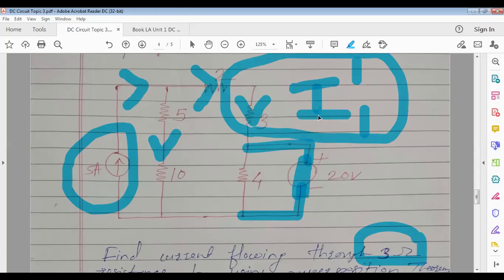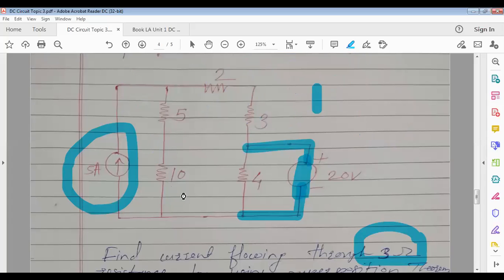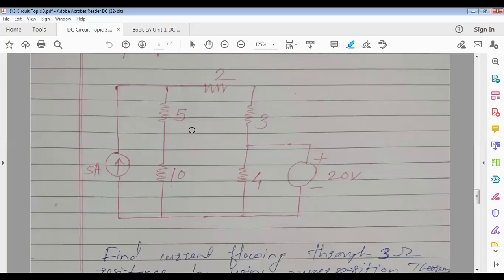If the current flowing through the 3 ohm is I1 dash, how much current will flow through this 10 ohm? 5 minus I1 dash. Correct, 5 minus I1 dash. Clear? Okay, so like this everyone can find out I1 dash, and its direction is downward. Now what does the superposition theorem state? Consider another source. Which one is the other source? The 20 volt. This I will consider, and make the rest of the sources inoperative.